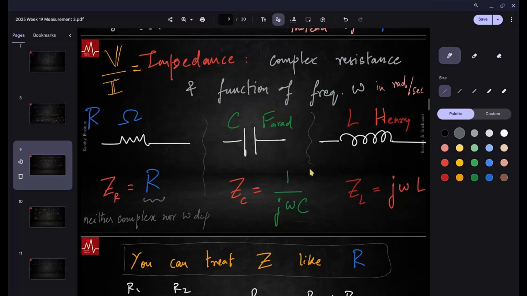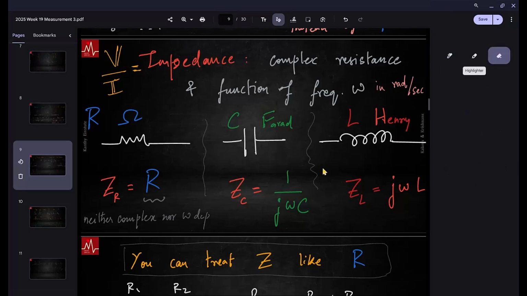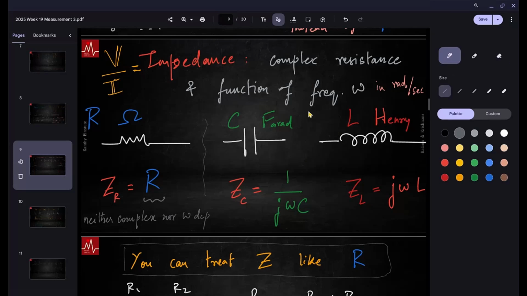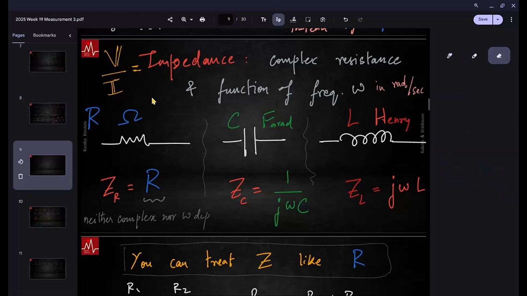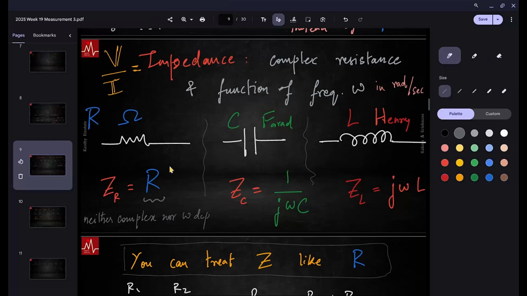You don't have to worry about capacitor series parallel, inductor series parallel. Impedance behaves like resistance, because at the end of the day, this is voltage by current. That's the definition of that. And you can see that series resistances will add up, parallel capacitances will add up, and series inductances will add up. That is the kind of form they are in. This is R, this is 1 by j omega C, this is j omega L.